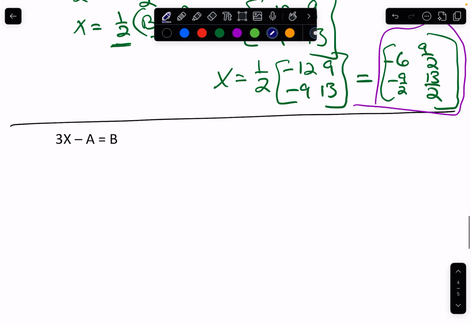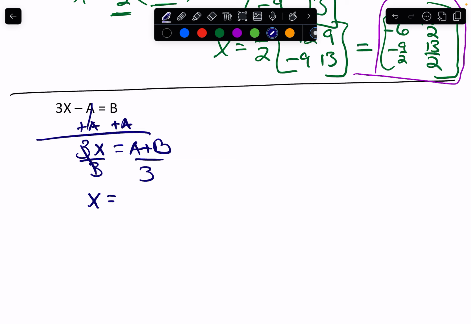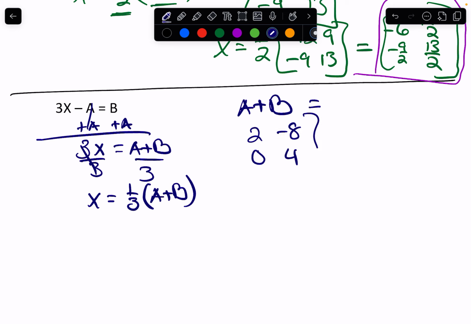Okay, we're going to do the same thing over here. We're going to add A to both sides. We get 3 times x equals A plus B. We're going to divide by 3. So we get x equals 1/3 times A plus B. What we need to do first, again, is add matrix A plus matrix B. So 2, -8, 0, and 4 is matrix A. And then our matrix B is -10, 1, -9, and 17.